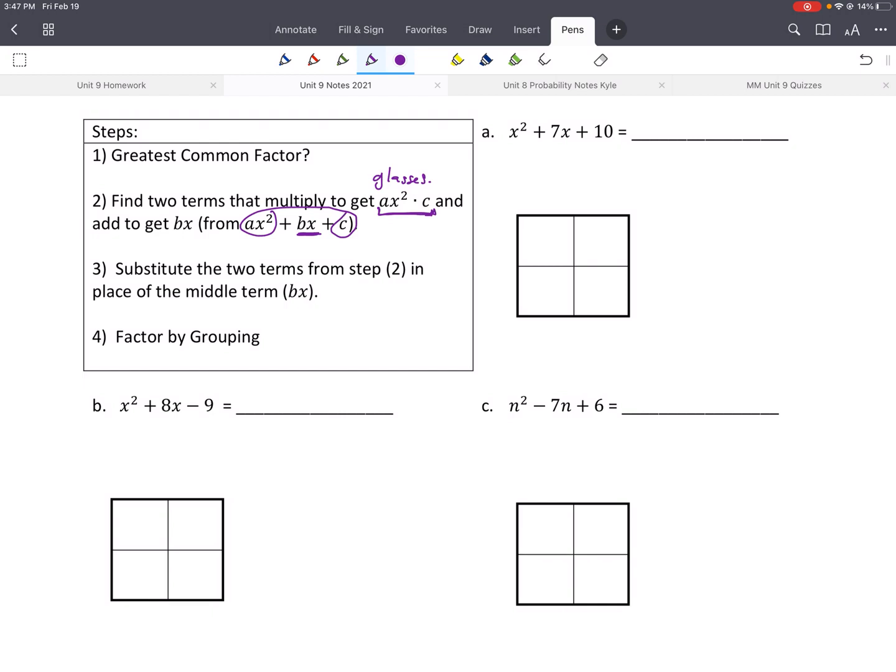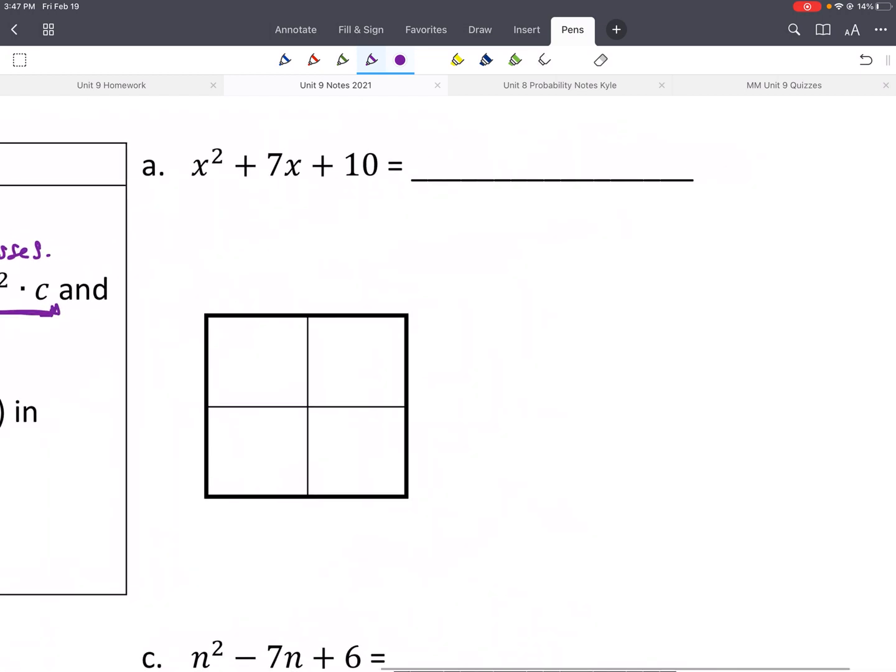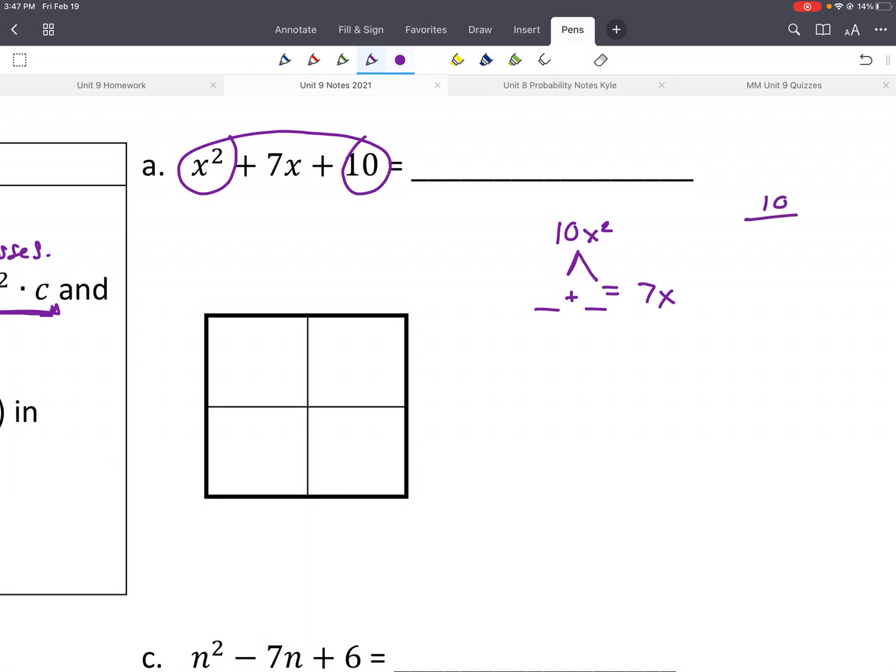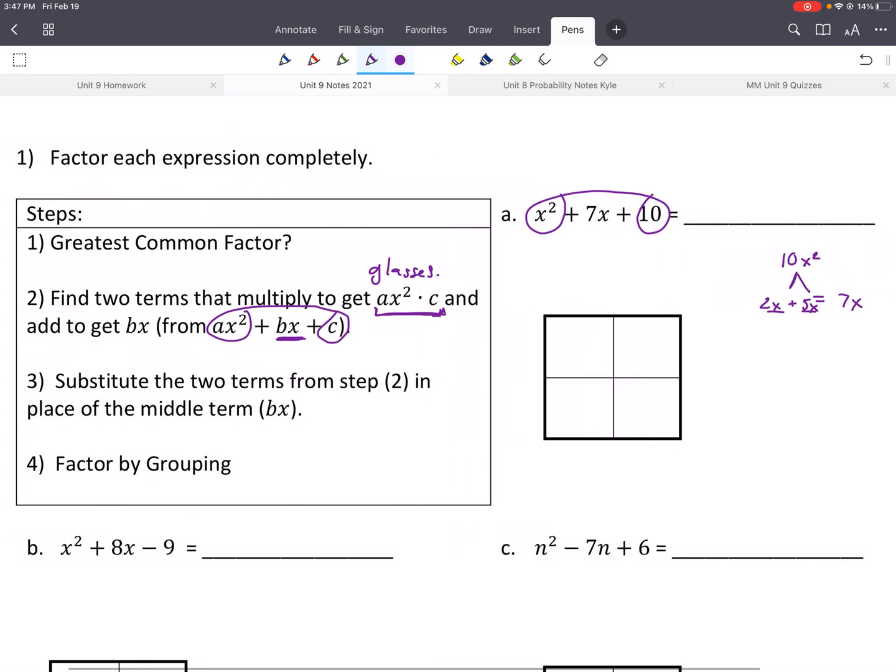Okay, so let's do that for this first problem. All right, we have our trinomial. We need to find the 2 things that multiply and add, so we need to do glasses. That would give us 10x squared. And we need to find 2 things that multiply to that and add to give us 10x. So I would write down factor pairs, 1 and 10, 2 and 5. That's all we got, so it's got to be 2 and 5. So 2x plus 5x gives us 7x, and if we multiply those together, that gives us the 10x squared. All right, so that was step 2.